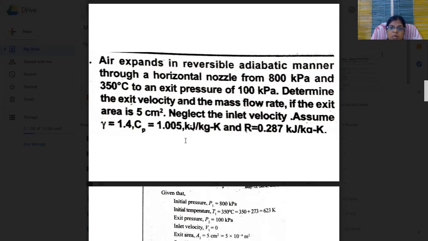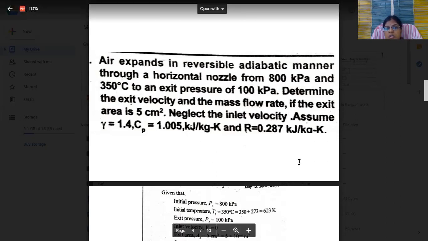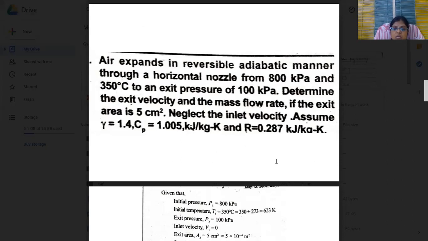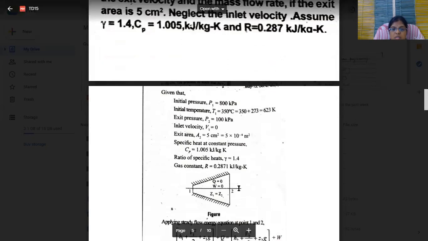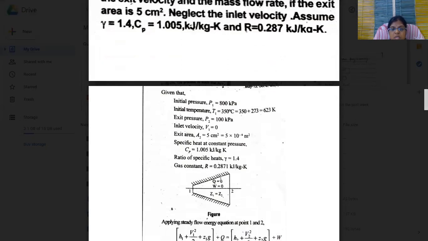This value also we have to remember. Sometimes it is not given. Here the characteristic gas constant value is given: R is equal to 0.287 kilojoule per kg Kelvin. So our hint is nozzle. This is our nozzle. This is inlet. This is outlet.